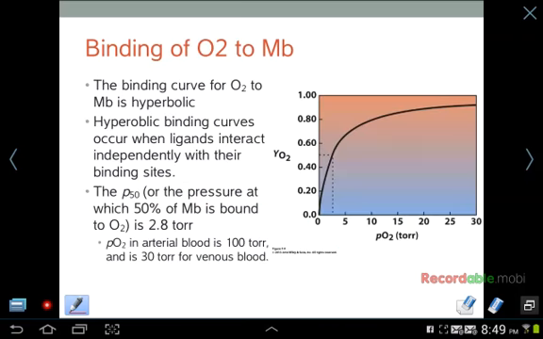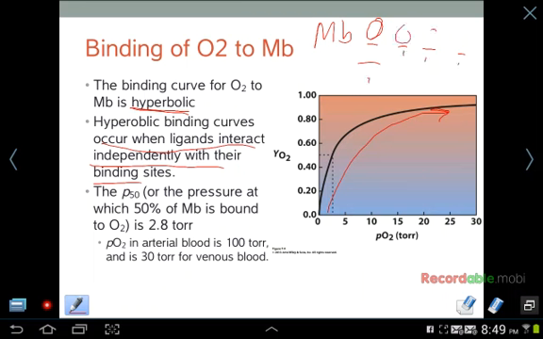Now, the binding of oxygen to myoglobin is important. As we can see, it's a hyperbolic curve. Okay? This occurs when ligands interact independently with their binding sites. So let's say if myoglobin had more than one binding site for oxygen, let's say binding site 1, 2, 3, 4, 5, whatever, binding at this site does not affect the binding here, here, or here of any additional oxygens. They will all bind equally from the first.